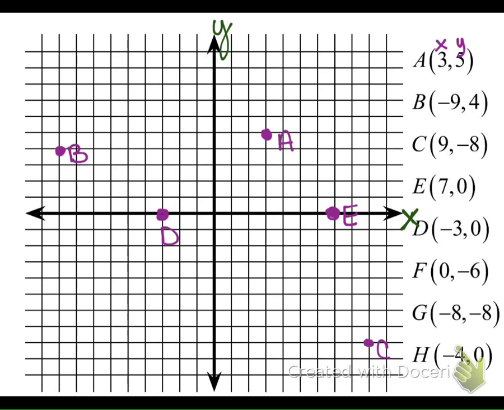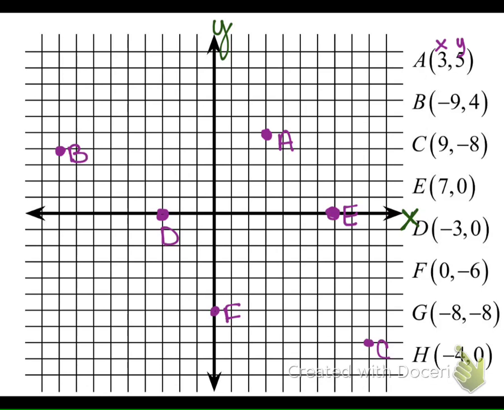All right, who has letter F? AJ? Wait, hold up. Go down 6. So I'm going to start at the origin, but my x is 0, so I'm not going to move anywhere on the x-axis. And then I'm looking at my y, and it's negative 6. And because it's negative, as AJ says, I'm going to count down 6 and label that.